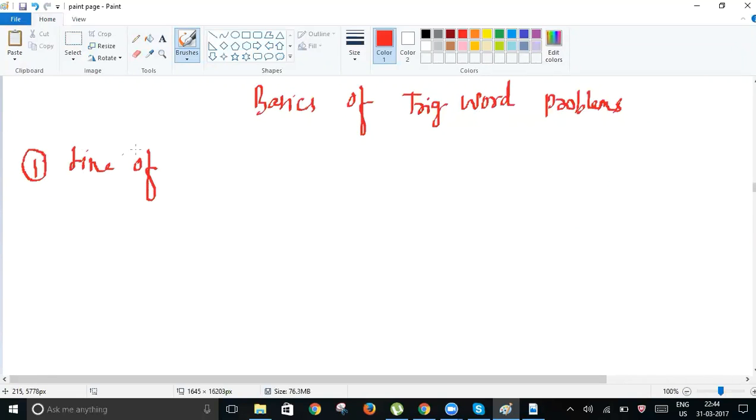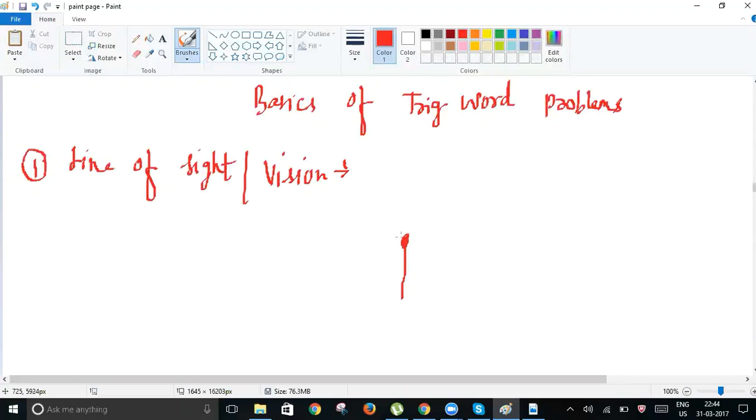First one is called line of sight or line of vision. Okay? Angle of elevation, angle of depression? Yeah, we will definitely go to that, angle of elevation and angle of depression. But to understand them properly, you must know about two things. One of those two things is line of sight.